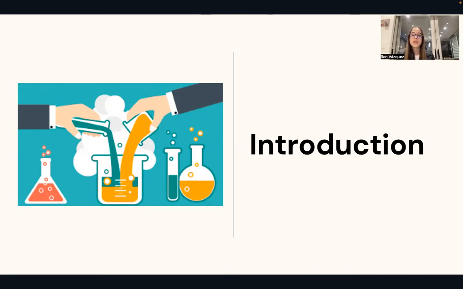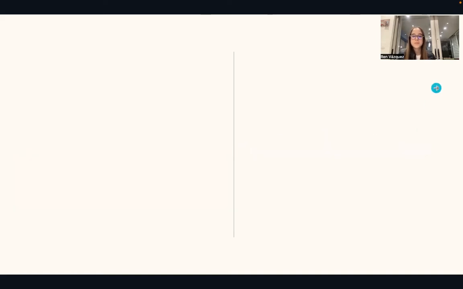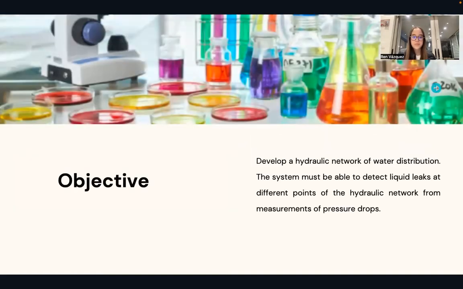The following slide shows our results on detecting a leak in a container and determining the impact of it. Our objective is to develop a hydraulic network of water distribution. The system must be able to detect liquid leaks at different points of the hydraulic network from measurements of pressure drops.